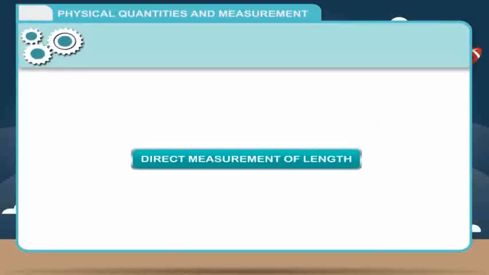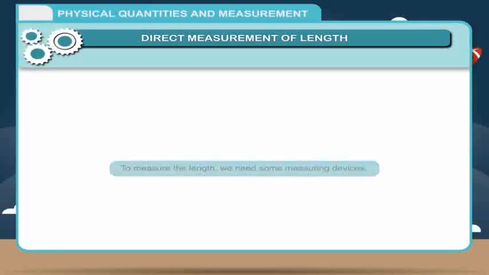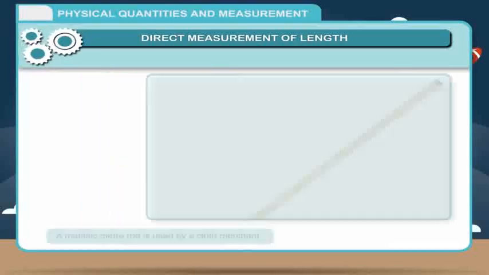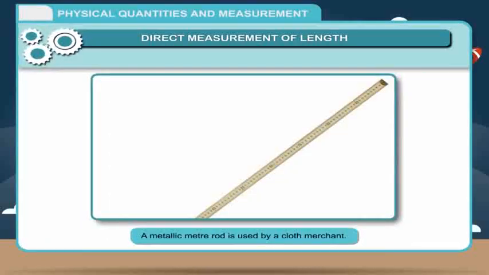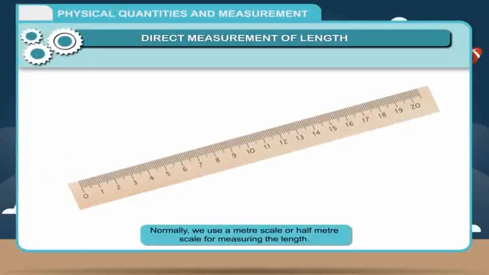Direct measurement of length. To measure the length, we need some measuring devices. For example, a measuring tape is used by a tailor. A metallic meter rod is used by a cloth merchant. A scale is used by you to measure the length of lines and figures and to draw lines of the given lengths. Normally, we use a meter scale or half-meter scale for measuring the length. The scale is calibrated in centimeters and millimeters.